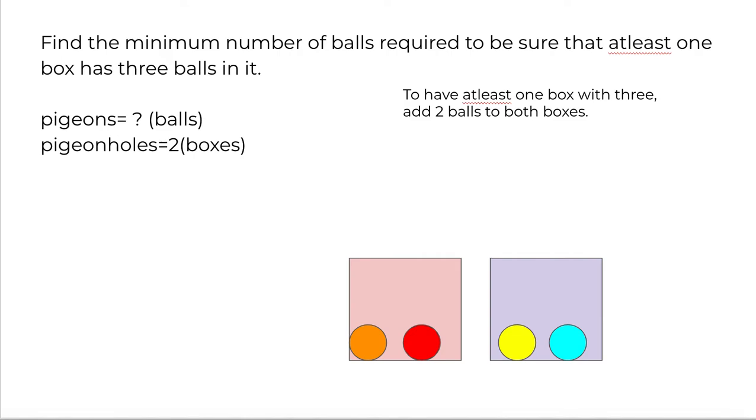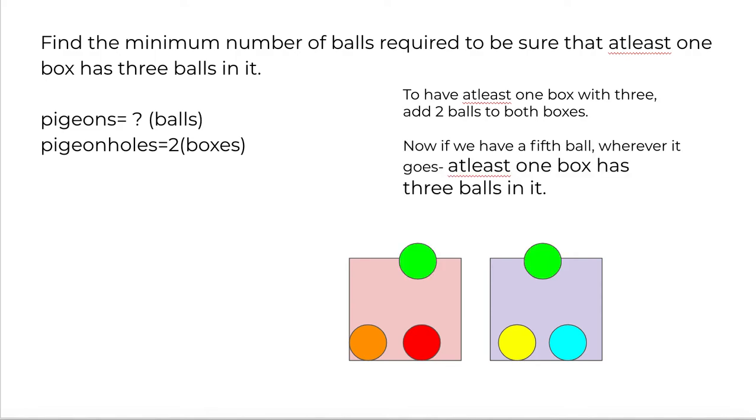The problem with 4 balls is I could have just put 3 of them in one and one in the other. But what happens if both of the boxes have 2 balls equally in them? So I would still not be sure that at least one box has 3 balls in it. Let's get another ball. Right? So now, if we have a 5th ball, wherever it goes, at least one box will have 3 balls in it. So when I required that at least one box has 3 balls in it, I required 5 balls to be sure of that.